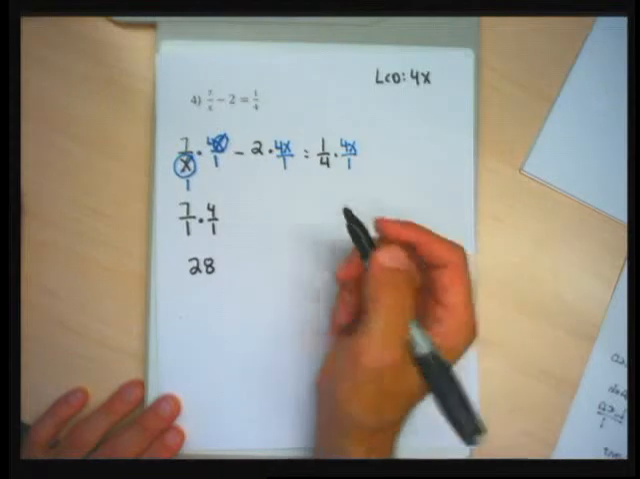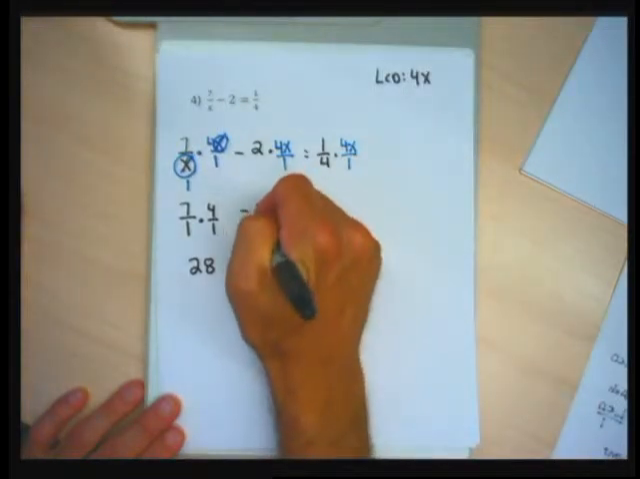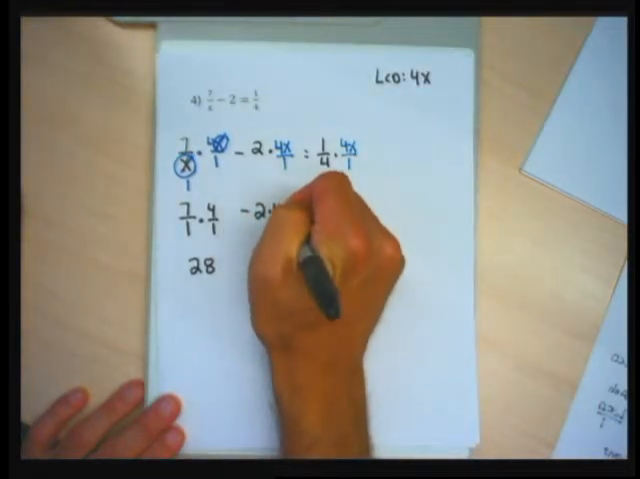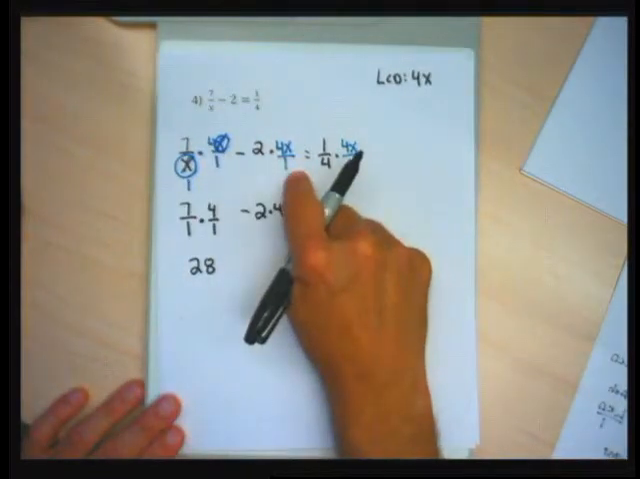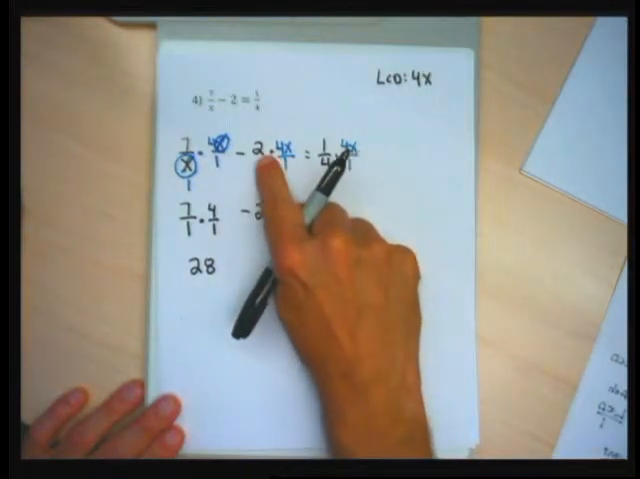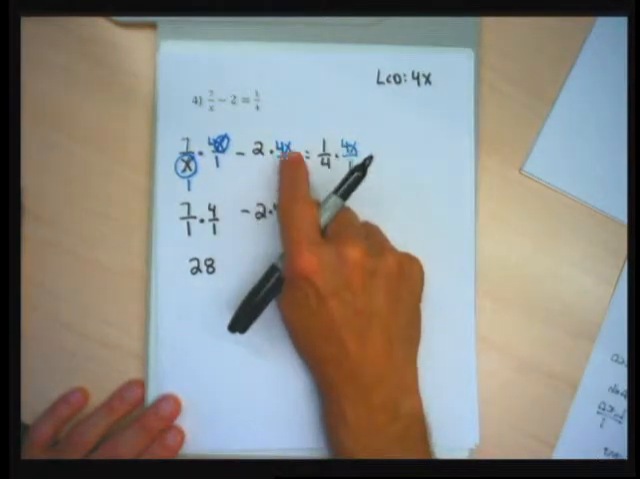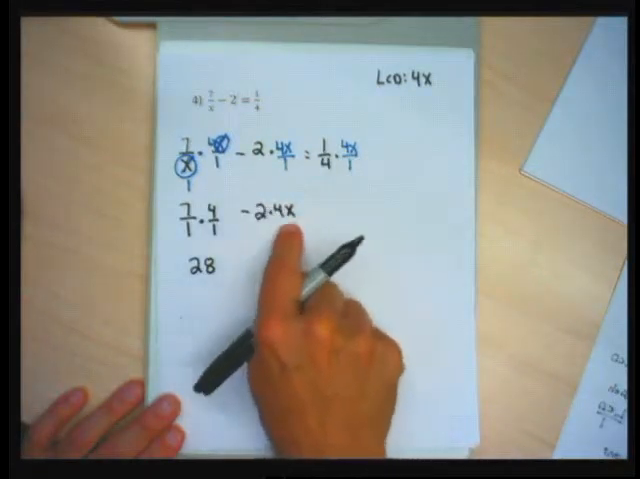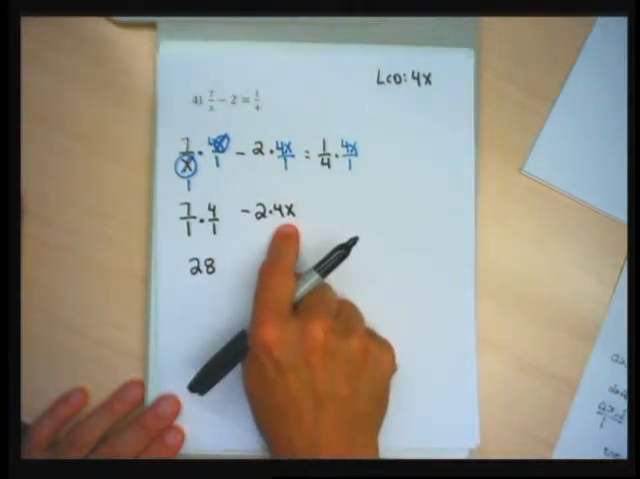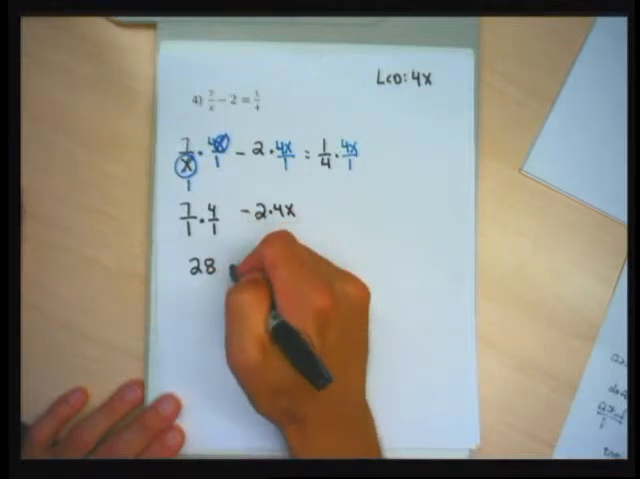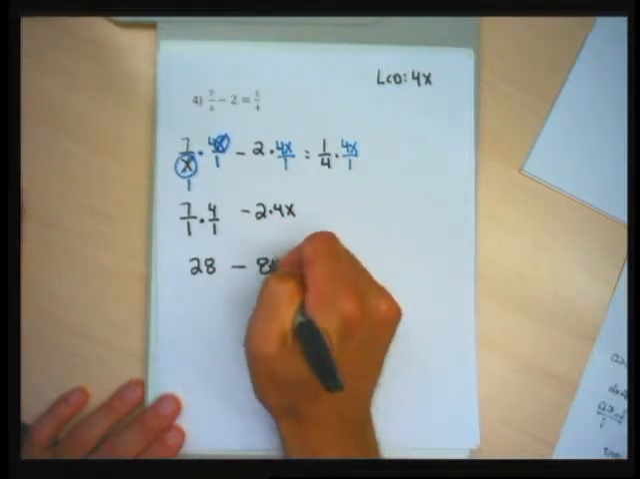The second piece, I don't really need to write the 4x as a fraction, because I could multiply negative 2 times 4x. 4x over 1 is just 4x. Because the second piece wasn't a fraction, it was kind of silly to write it as a fraction. I could multiply it easily, leaving it just as 4x. And negative 2 times 4x is negative 8x.